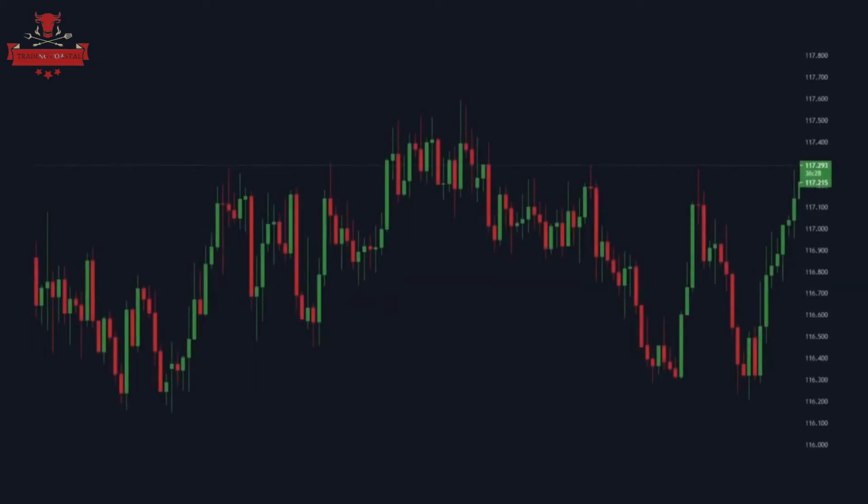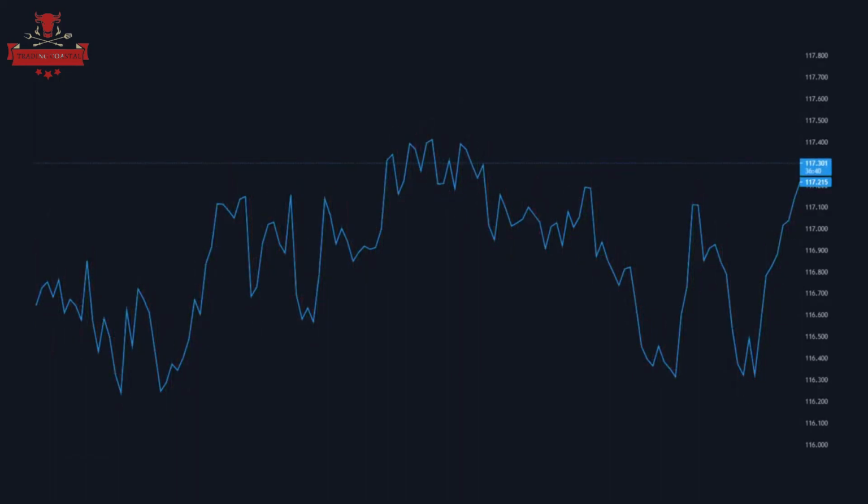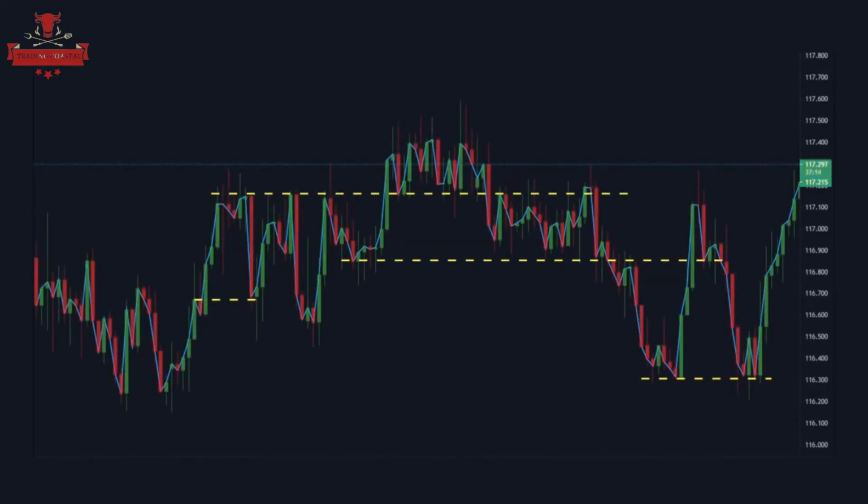One way to help you find these zones is to plot support and resistance on a line chart rather than a candlestick chart. The reason is that line charts only show you the closing price, while candlesticks add the extreme highs and lows to the picture. These highs and lows can be misleading because they don't tell you the real sentiment of the market.